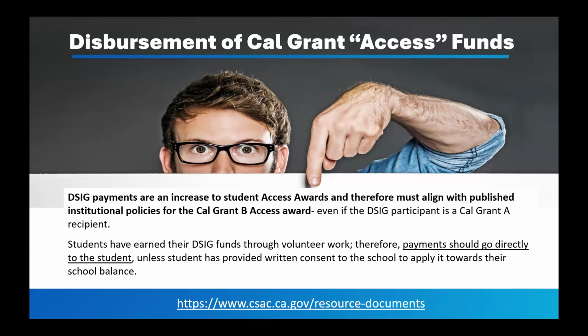So Cal Grant tuition and fees is only going to pay a portion, and then the student may have an on-campus housing balance. So you can ask for written consent to apply the access funds to their housing. However, the student does have to have the choice to be able to receive the funds directly. So that's where, because DSIG is considered an increase to access awards, the student also needs to have the same option to have the funds go directly to them, or to provide written consent to apply to any school balance. I know that can be a little bit confusing, and feel free to put any questions in the Q&A, and my amazing colleagues will continue to answer them.